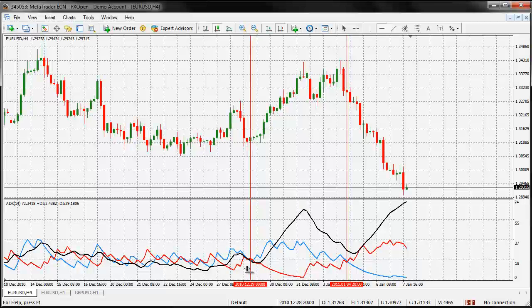So the main thing that we would really need to look at is this black line, and then once we've looked at this black line and it's reached a certain area on the chart, which I'll explain in a moment, we then switch our focus onto the blue and red lines and see where they are at.